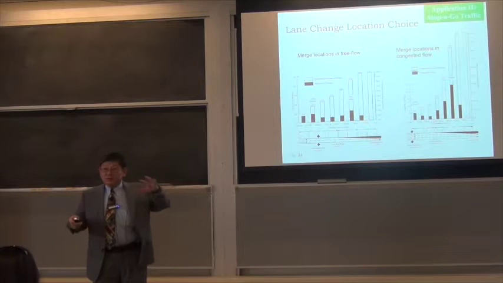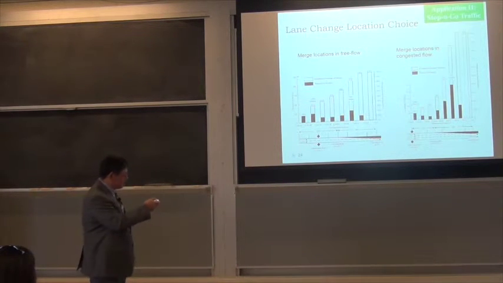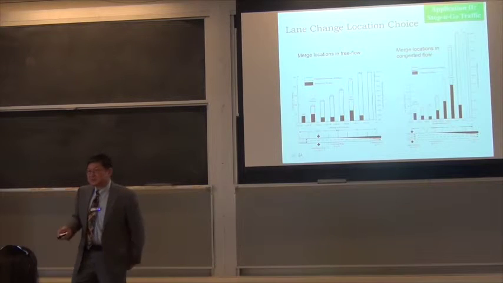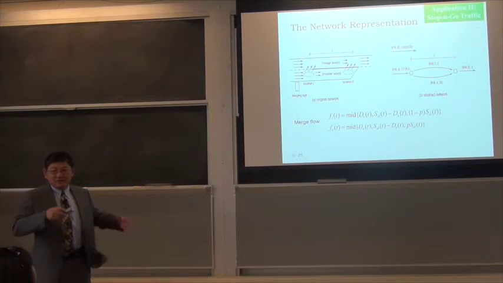So although merging can happen at any location, suppose you have predominantly two merging locations, one early and one late. What would happen? What's the consequence of that? We'll look at this situation, and we model that as a merging network.